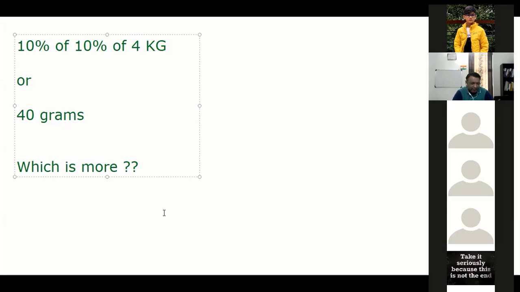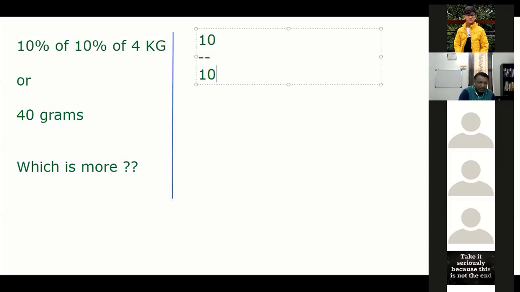Maitreya, what do you say? Prachi, you didn't understand the question. Okay, unmute. Prachi, what does 10% mean? 10 upon 100. Then after that, of means into. 10% means 10 upon 100. Right? You know that. Correct?